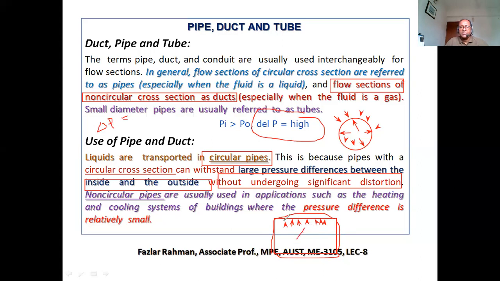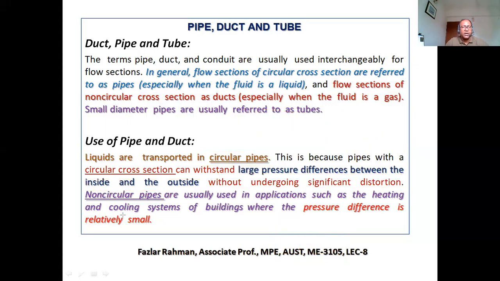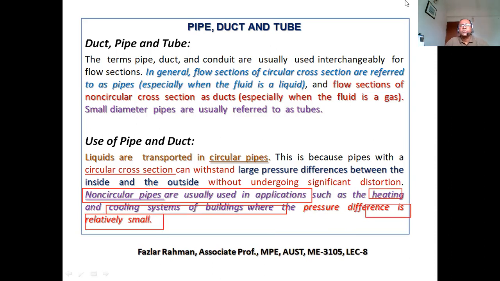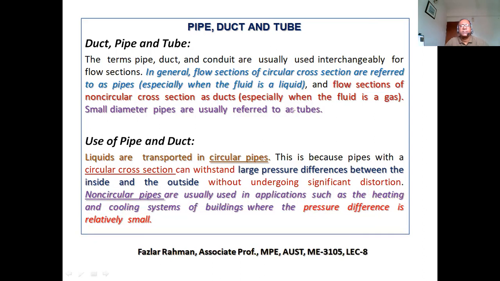And the rectangular duct velocity will be low. With low velocity, there will be a little bit more pressure, so air will come out smoothly through the vent. That is the reason. So right over here it is saying non-circular pipe or duct is usually used in an application such as heating and cooling of a building where the pressure difference is very small. Okay, so you should remember those things for the exam, and also for your job interview.